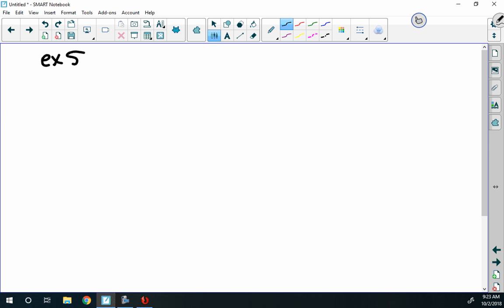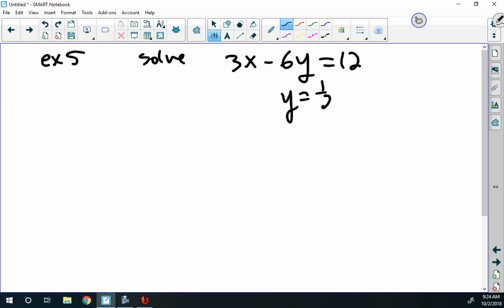Example 5, last one. Solve. I always save the best for last. I'm like Vanessa Williams like that. 3x minus 6y is 12, and y equals 1/2 x minus 2.